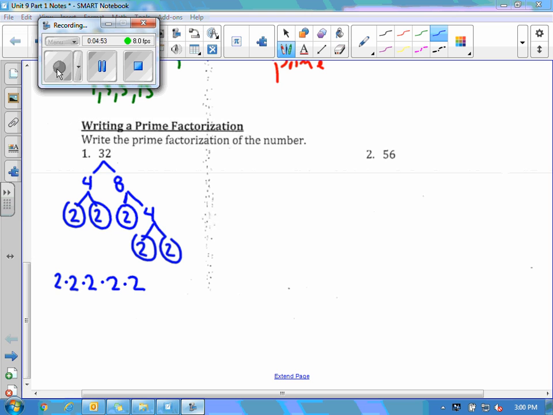So I write all these out as multiplication, but then I need to put an exponent with it. What I mean by that is I'm going to write this as 2 to the 5th because I have 5 2's and I'm done there.